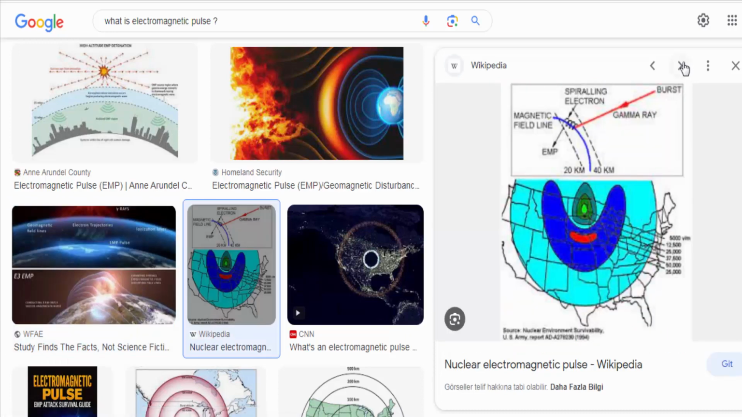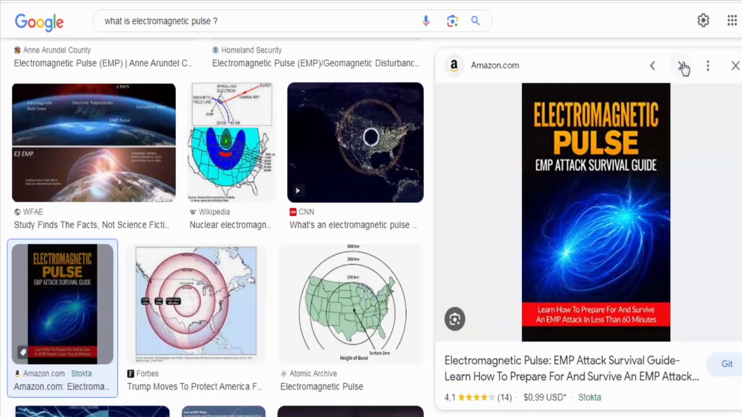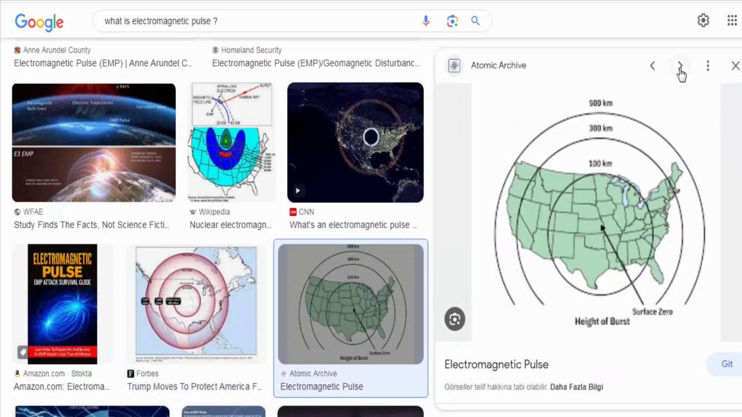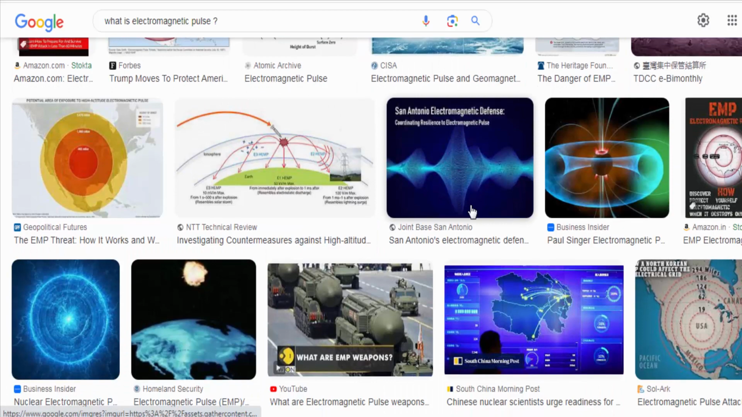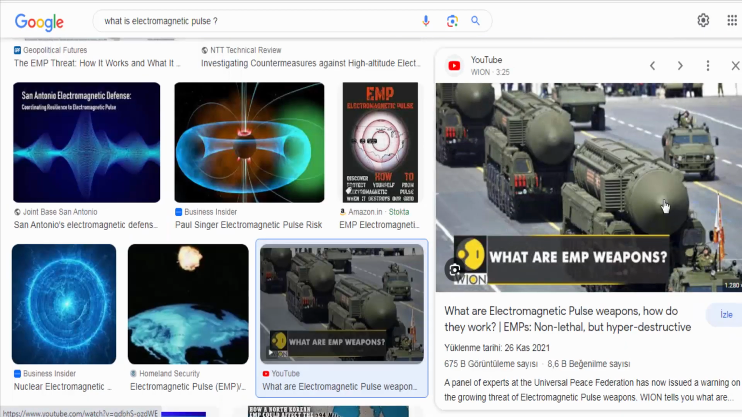EMPs can be classified into three categories based on their source. Nuclear EMP, NEMP. This type of EMP is generated by the detonation of a nuclear weapon in the atmosphere, releasing intense electromagnetic radiation. The explosion produces three main components: the initial gamma rays, the high-energy neutrons, and the resulting electromagnetic radiation. The electromagnetic radiation, traveling at the speed of light, induces powerful electric currents in conductive materials and electronic systems, damaging or destroying their components.